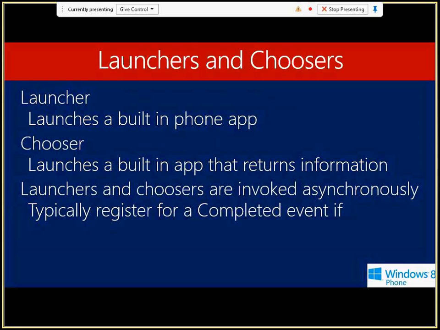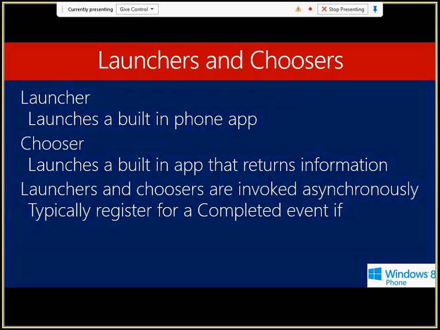So there comes a time that we want to actually invoke one of these applications. So it is possible to do. And these are called launchers and choosers. They're actually using something called tasks. And the difference between the launchers and choosers is that the launcher doesn't expect any return value. It simply launches some application. And the chooser actually needs something back.